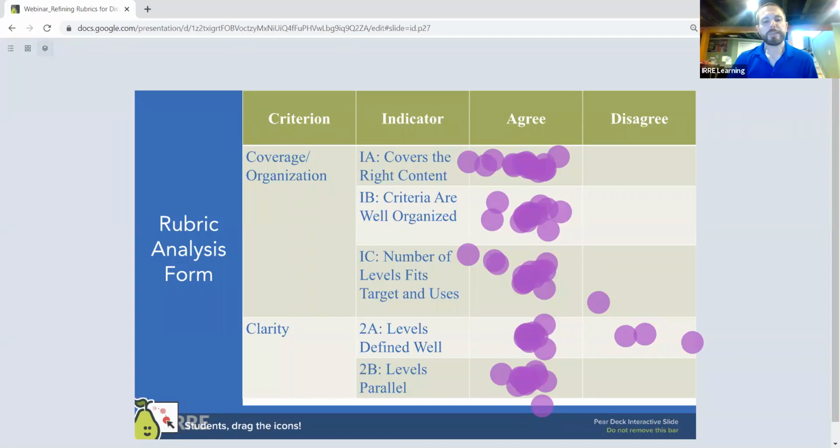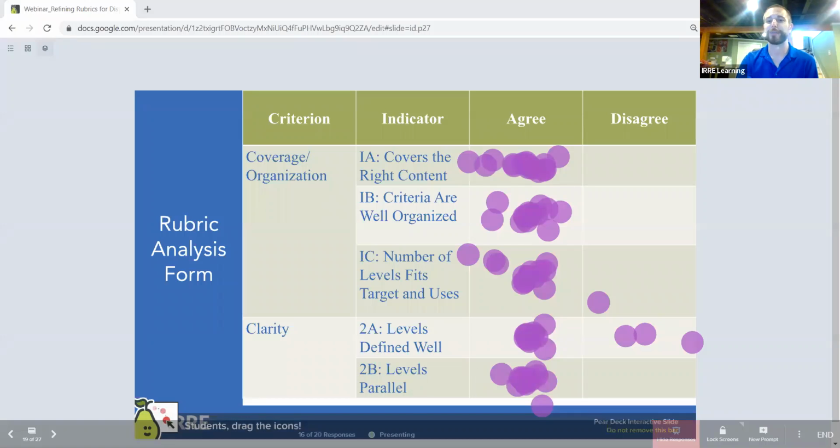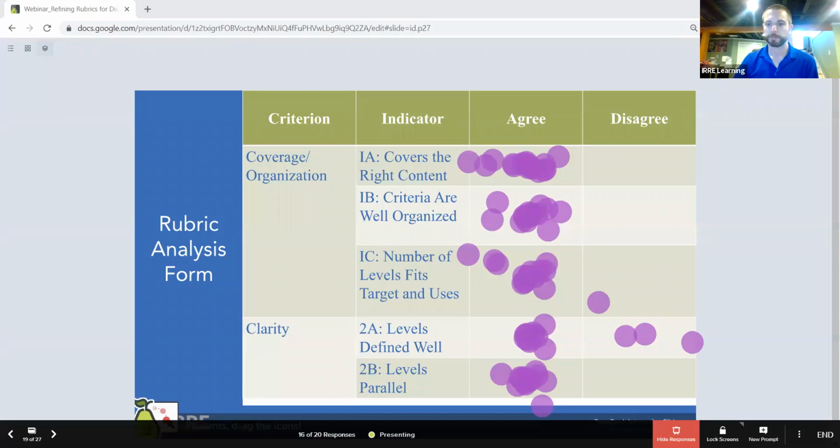Okay. Let's move down to the second two indicators. So we're looking at the second criterion of clarity, and we're looking at the second indicators. The levels are defined well, and the levels are parallel with each other. We have some disagreement about whether or not those levels were defined well. So I will go to our people who disagree first. What are some reasons that we said those levels were not defined well?